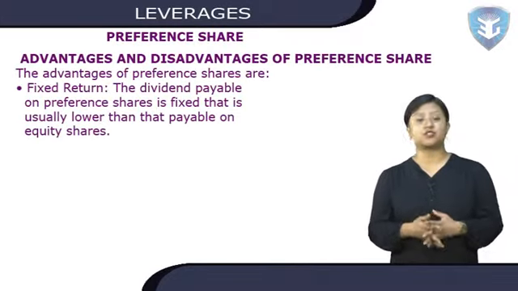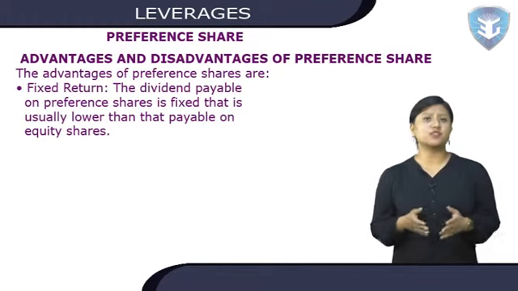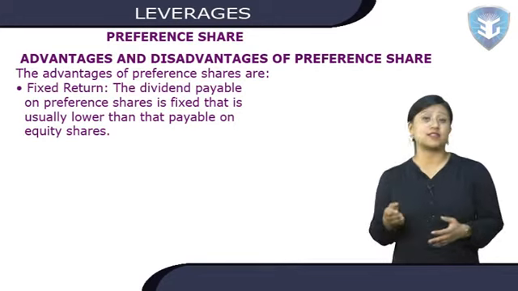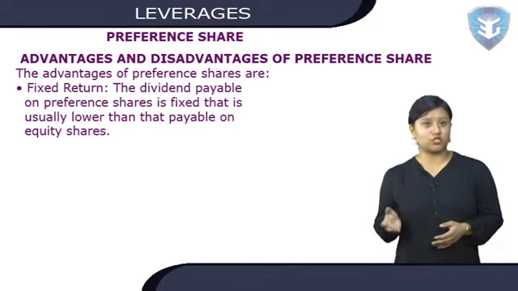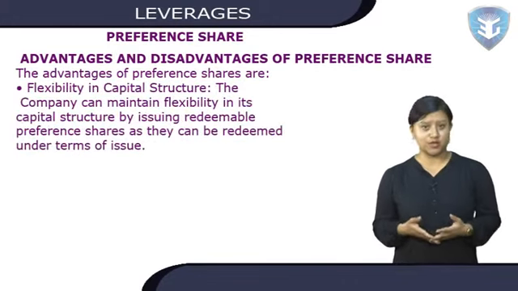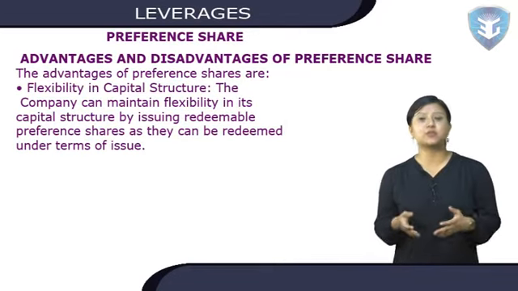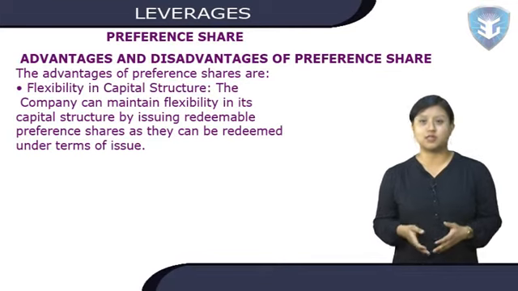Advantages and disadvantages of preference shares. The advantages of preference shares are fixed return. The dividend payable on preference shares is fixed, and it's usually lower than that payable on equity shares. Flexibility in capital structure. The company can maintain flexibility in its capital structure by issuing redeemable preference shares, as they can be redeemed under the terms of issue.